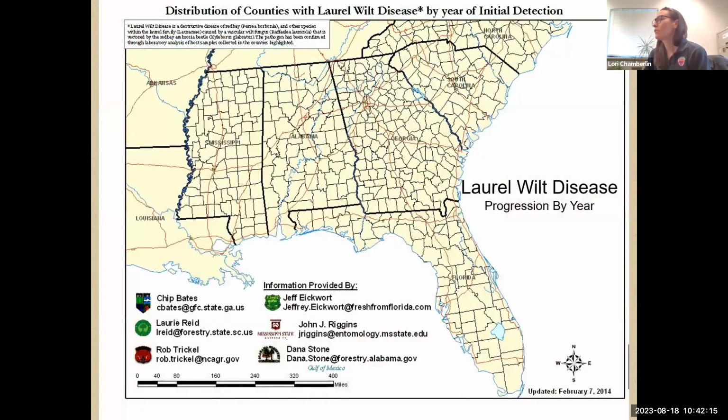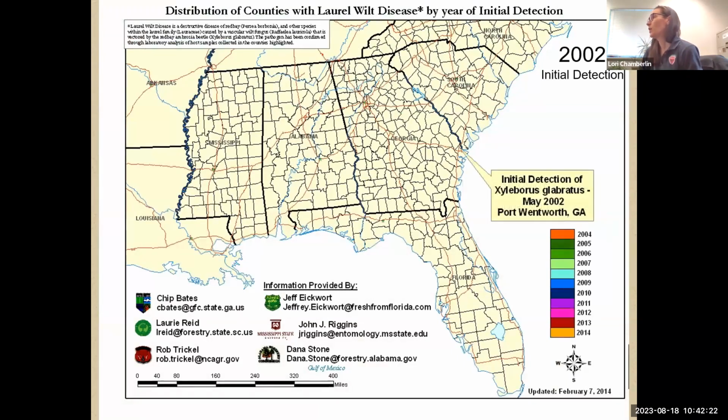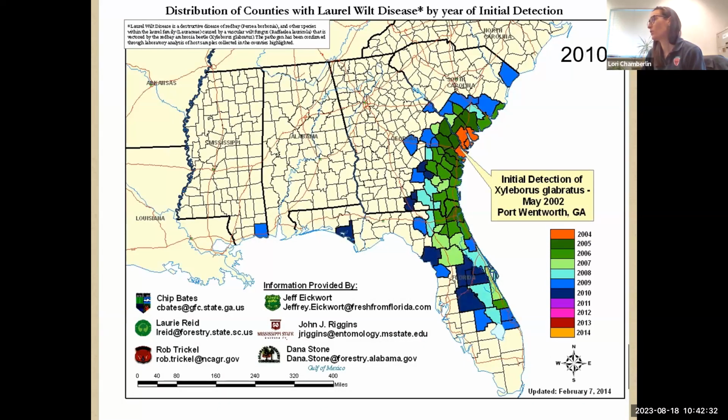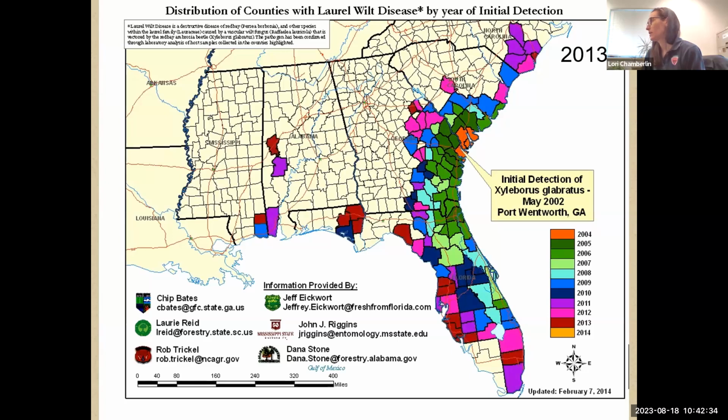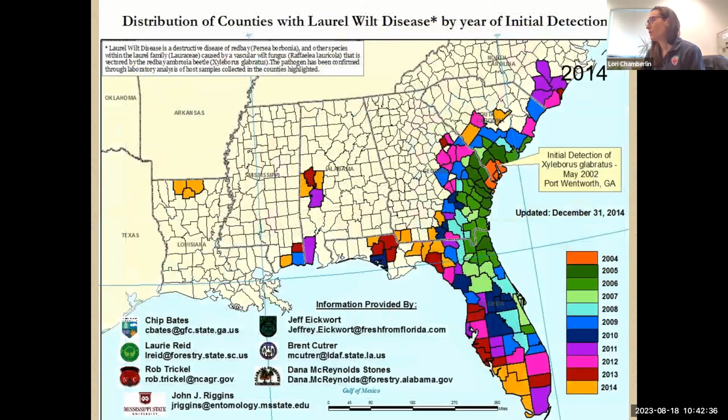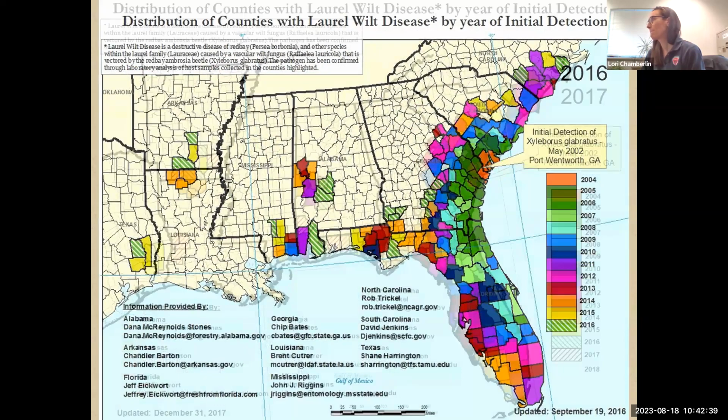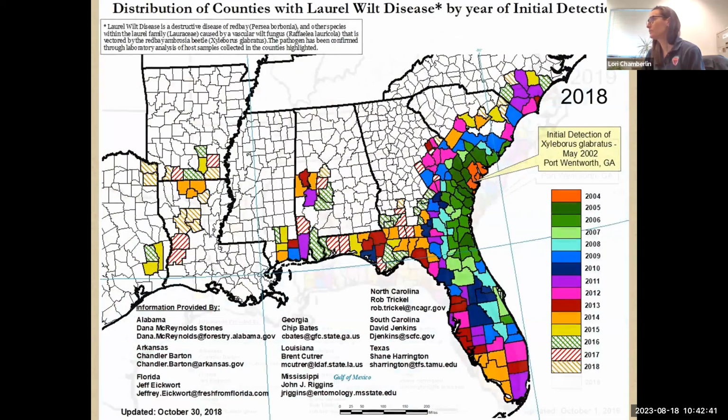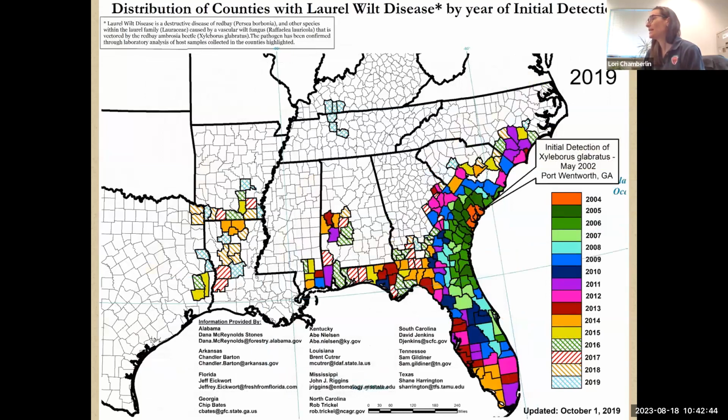I'm going to quickly go through these maps that show the progression of this disease in North America. Here was the initial detection in 2002 in Georgia. Again, this was on red bay trees, and you can see it spreading along the coast there. Now we start to see it move a little bit more inland. And then in 2019, we saw a pop up in sassafras in Kentucky and Tennessee.